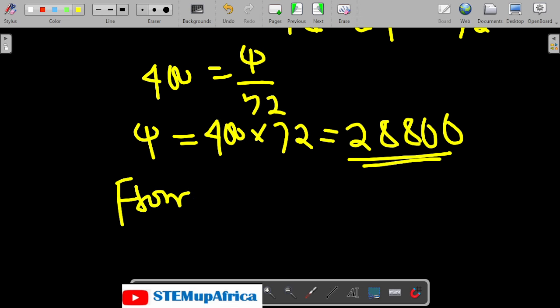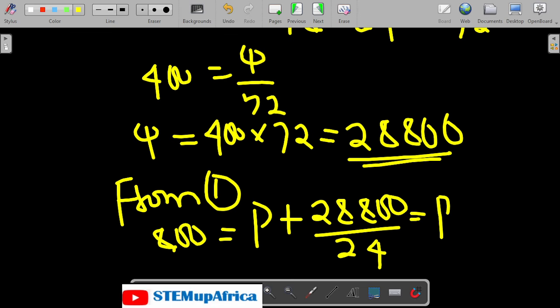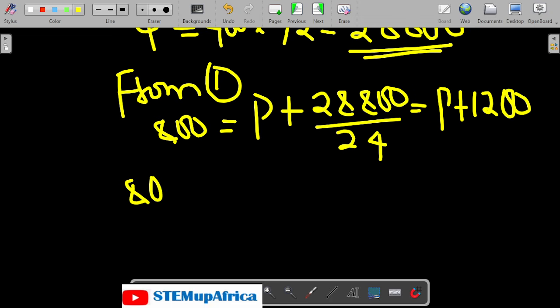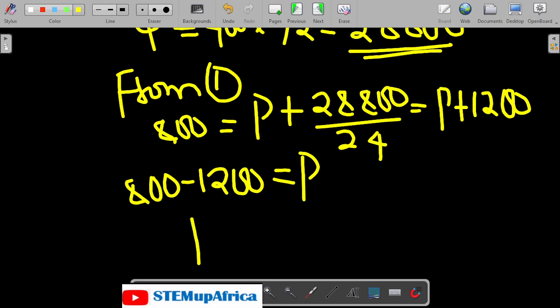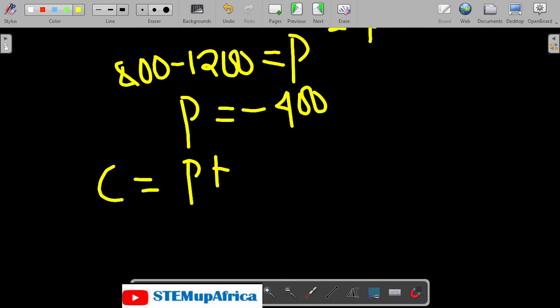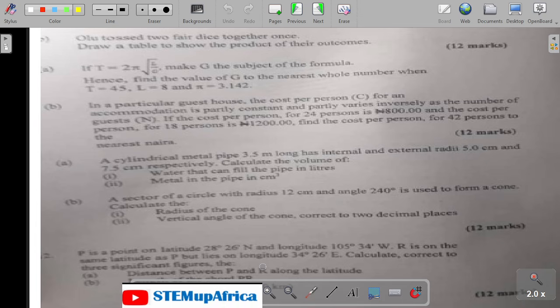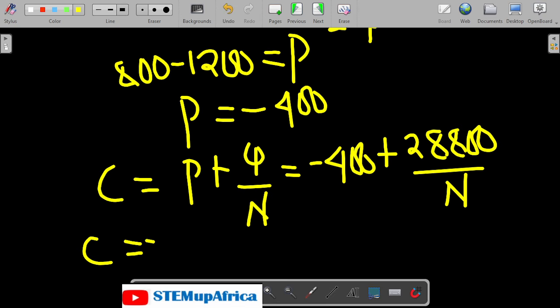So let's find the P by putting Q into equation 1. So from 1, I'm having 800 is equal to P plus 28800 over 24, which is P plus 1200. So if I divide, I'm having 1, 2. So 800 minus 1200 will give us P. So my P now is minus 400. So what's the original equation? We know that C is P plus Q over N, which is minus 400 plus 28800 over N. Now they're asking us to find the cost for 42. I'm going to have C now to be minus 400 plus 28800 divided by 42.